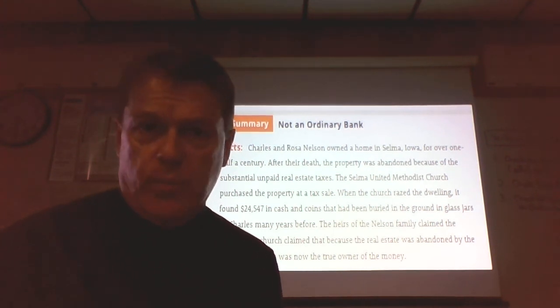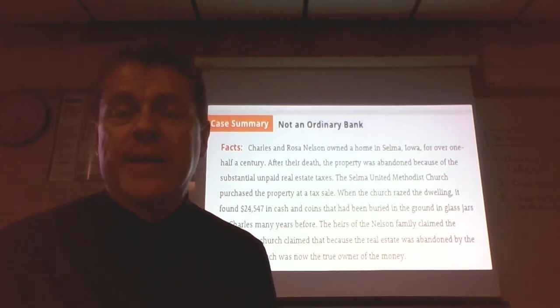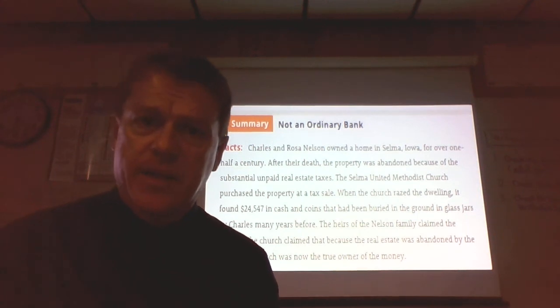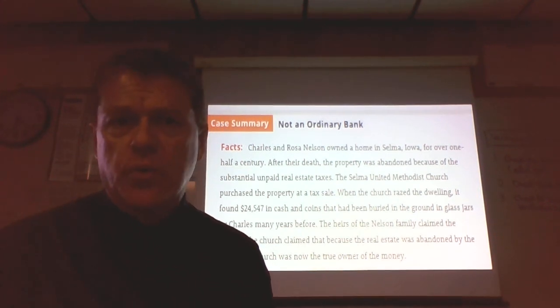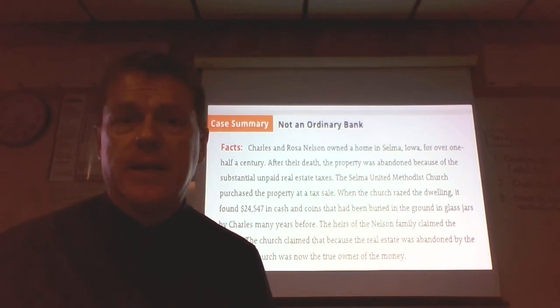And so a lawsuit erupted. The family members sued the church for the money that was found there. The legal question in this case is, was that money lost or is it abandoned? If it's abandoned, then it belongs to the church. If it's lost, it belongs to the family. That was the whole focus of the case.